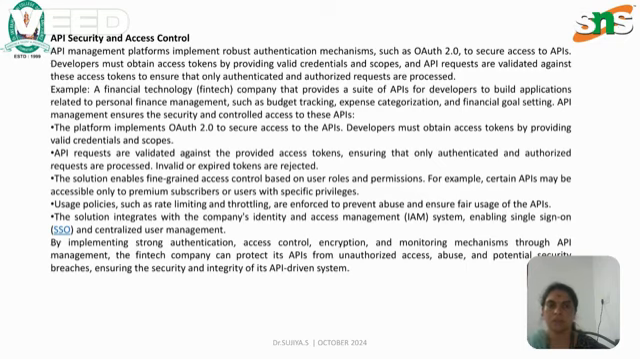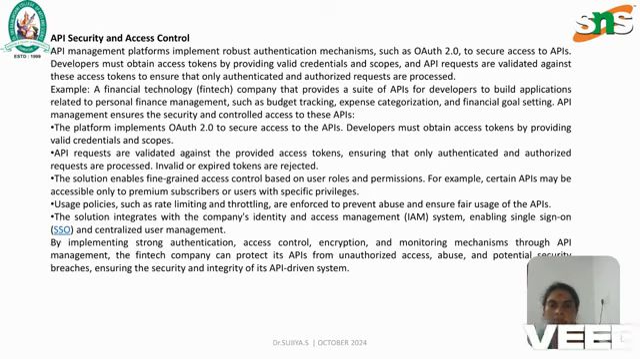Example: a financial technology company that provides a suite of APIs for developers to build applications related to personal finance management, such as budget tracking, expense categorization, and financial goal setting. API management ensures the security and controlled access to these APIs. The platform implements OAuth 2.0 to secure access to the APIs, and developers must obtain access tokens by providing valid credentials and scopes. API requests are validated against the provided access tokens, ensuring that only authenticated and authorized requests are processed. Invalid or expired tokens are rejected.